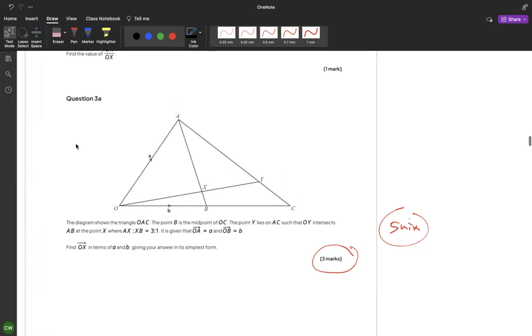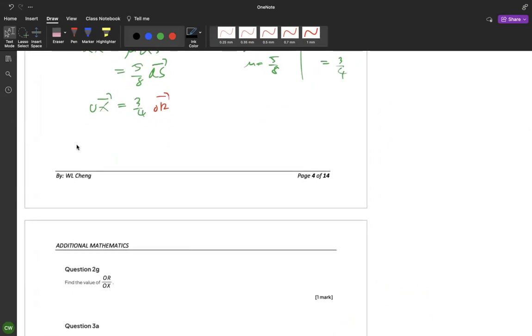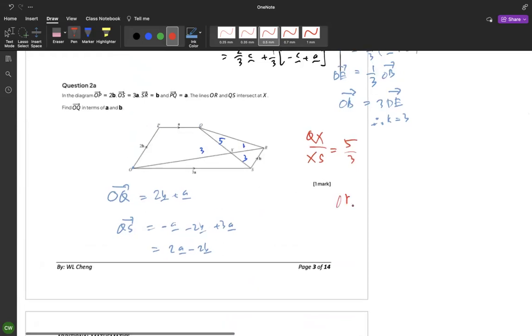还有1分没有拿到啊？哦，还有一个。Look at the diagram again. OR to OS. OR how many parts? 这边是 4 part 吗？3 plus 1, 4. OS is 3 parts. 4 to 3. Yeah, 4 to 3. See from here, here 1, here 3, added together is 4. This one 3, 4 to 3. OS got 3 parts. 4 to 3.